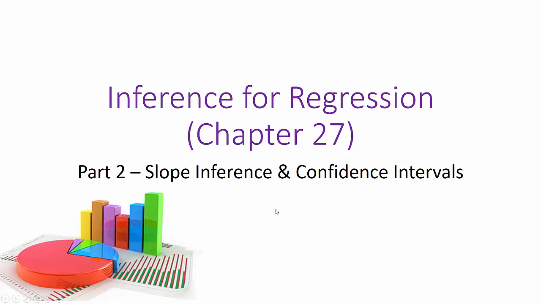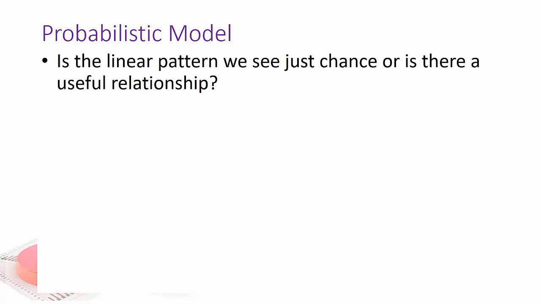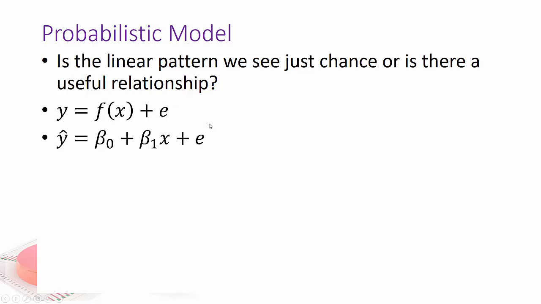Now we'll start looking at the slope and what we can infer from our test. So first of all, in the probabilistic model, is a linear pattern we see just chance, or is there a useful relationship? You can actually roll dice and accidentally, occasionally get a correlation that looks pretty good. So because there's variation in the readings, what we're assuming is that we do have a linear relationship, but we've got this sort of random variable epsilon here being added on.